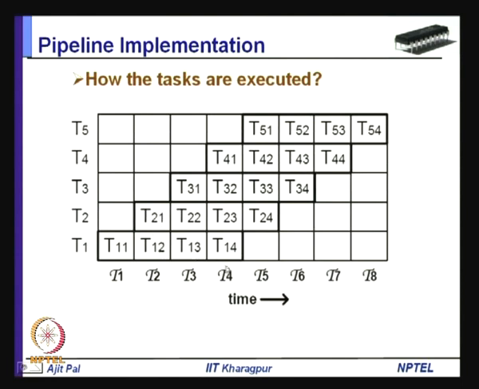That means, when we reach time slot tau 4, we find that all the 4 tasks are getting executed in an overlapped manner. Subtask 4 of task 1 is getting executed in tau 4, subtask 3 of task 2 is getting executed in the same time slot, subtask 2 of task 3 is getting executed in the same time slot, and subtask 1 of task 4 is getting executed in the same way. So, this is how it is getting executed in an overlapped manner.